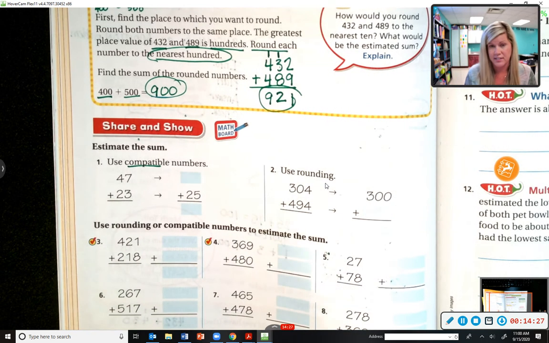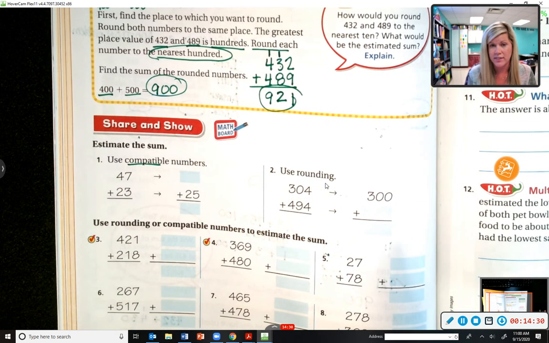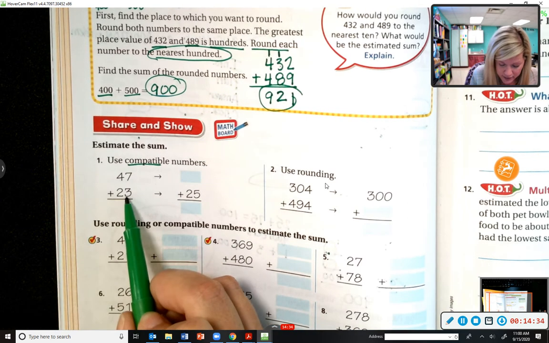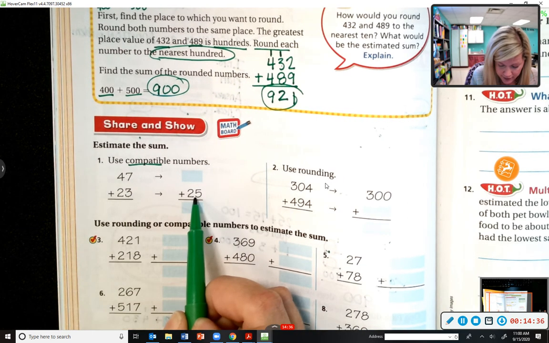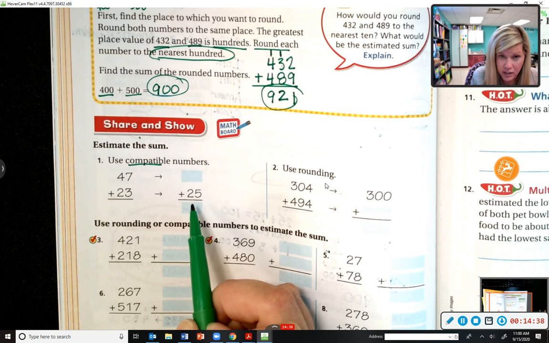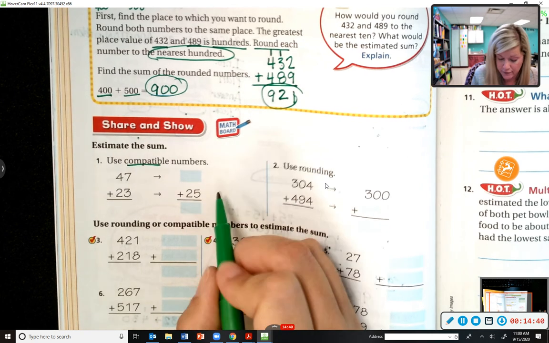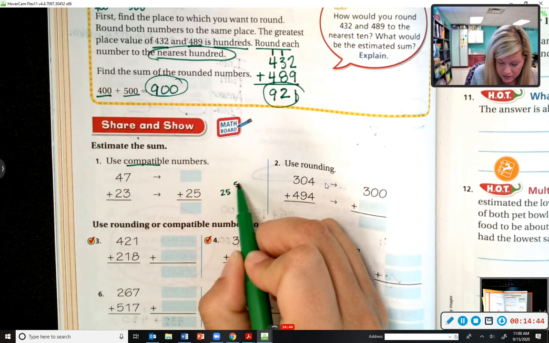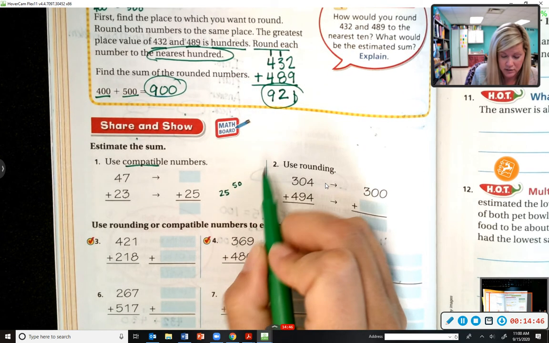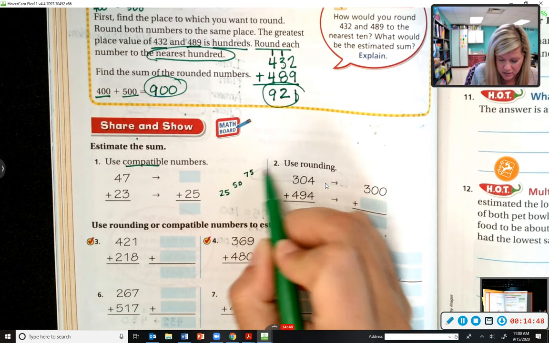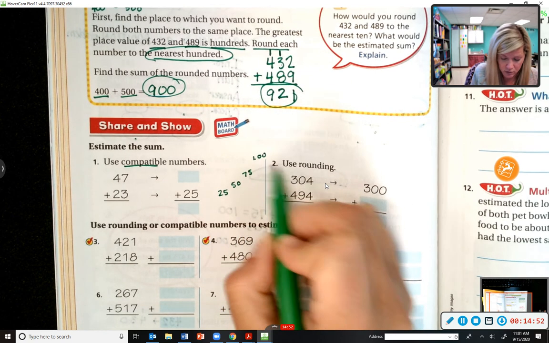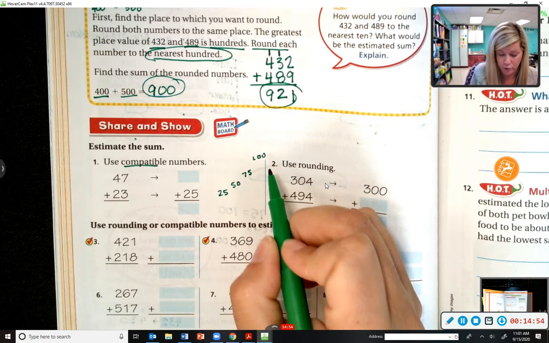They don't necessarily have to end in a 0, but they just need to be easy to add in our head. They've already changed 23 to 25. So if we're thinking of quarters, if this is 25 cents, then we would have 50 cents for 2 quarters, then 75 cents for 3 quarters, and $1 or 100 cents for 4 quarters.